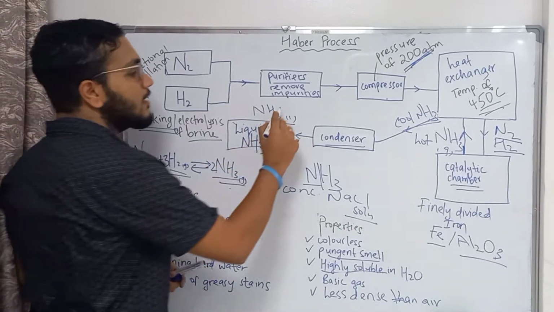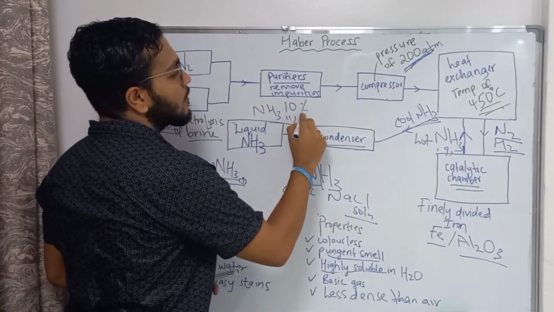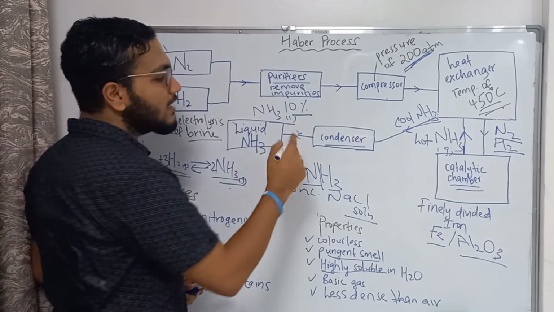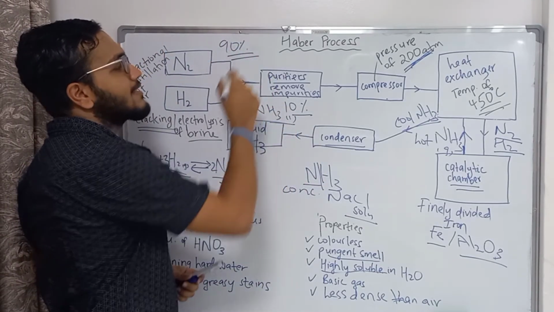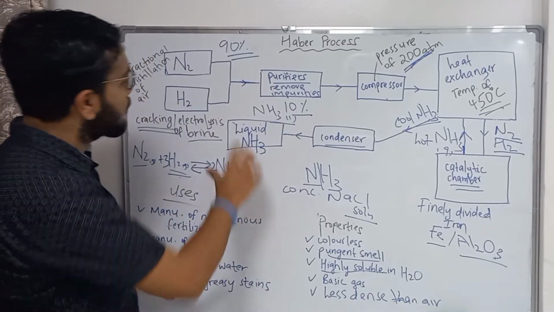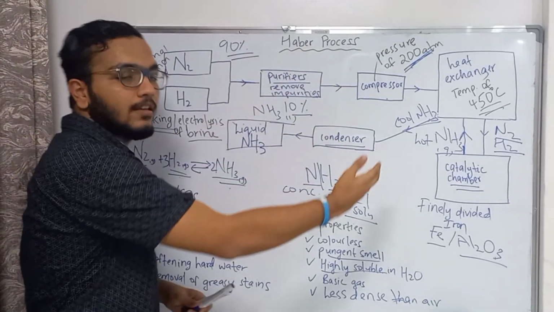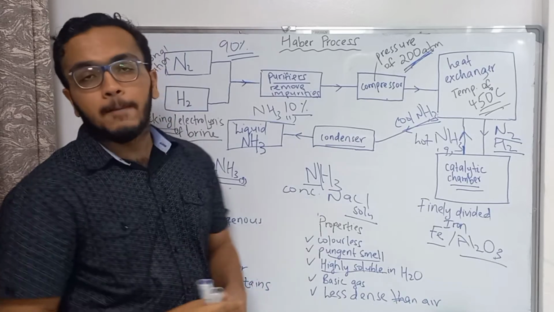Now the yield here of ammonia is 10% only. So what happens to the 90% of the hydrogen and nitrogen that were there? They are recycled, and they go back to the initial process and start again in manufacturing ammonia.